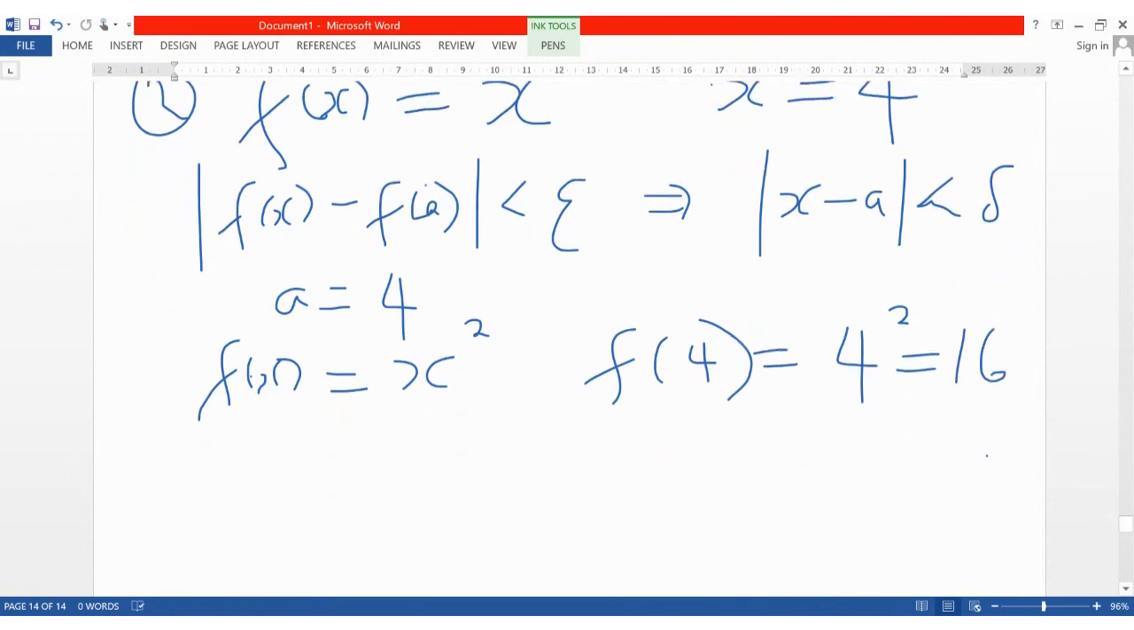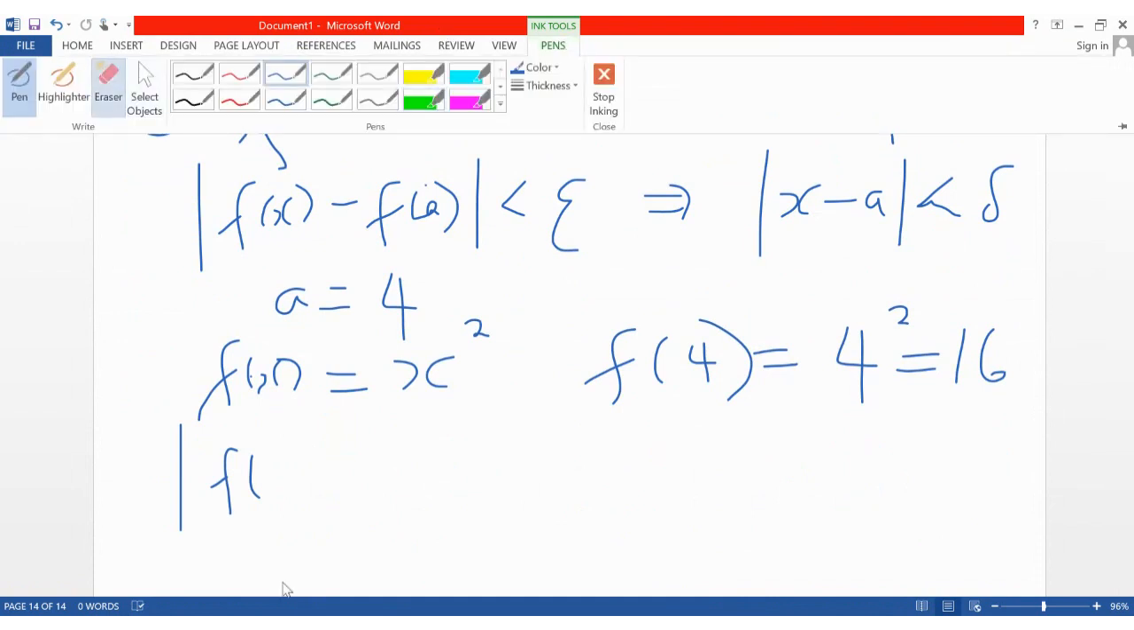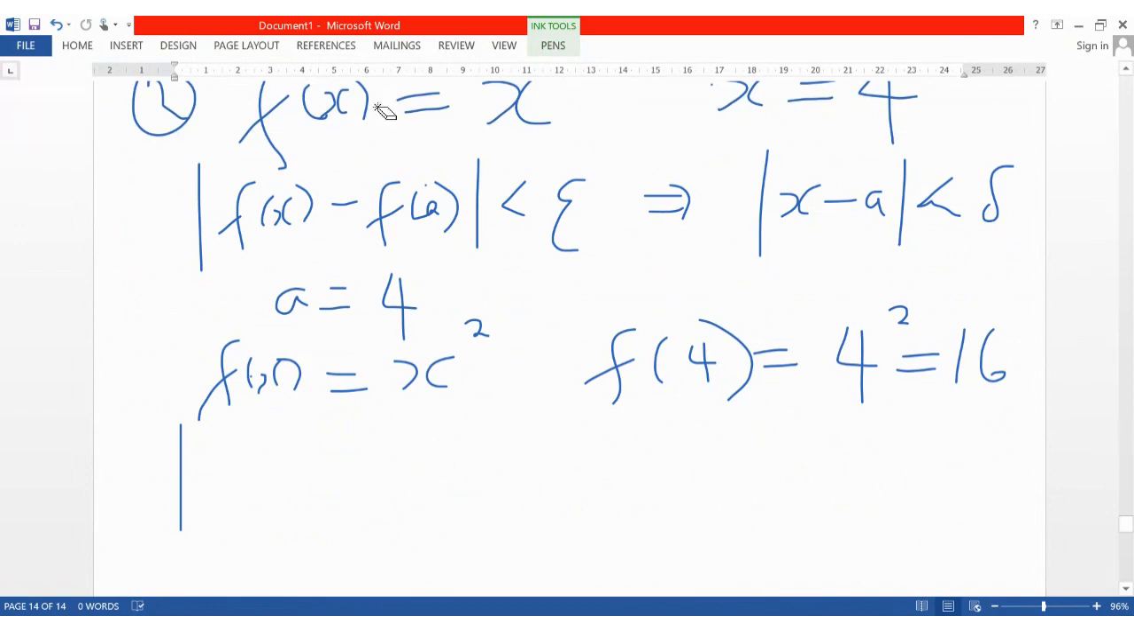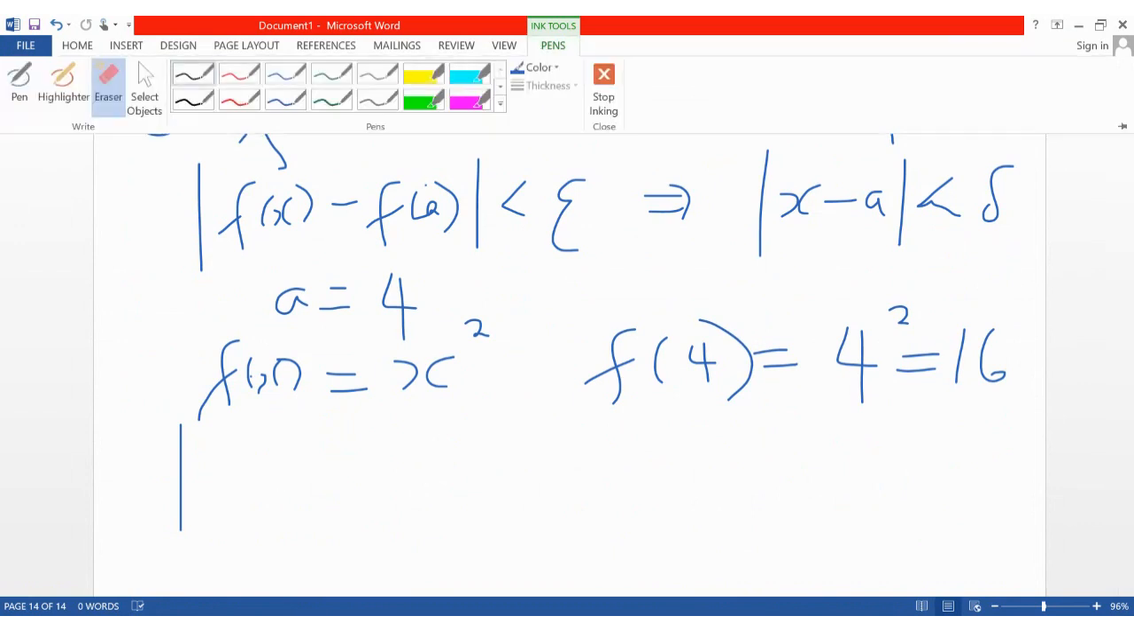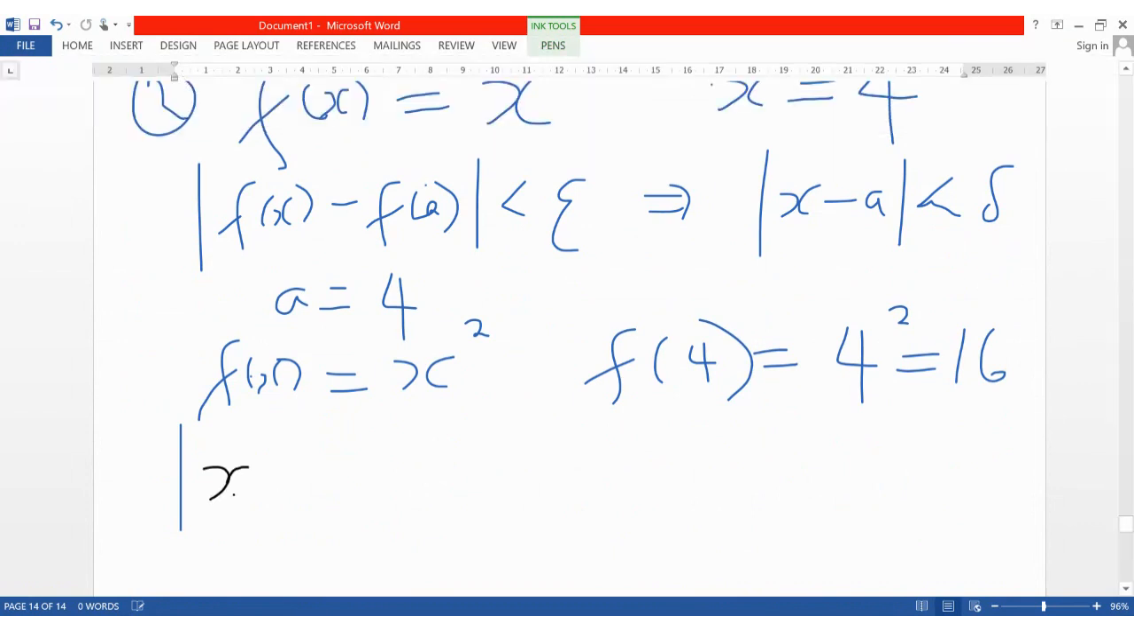So I can replace everything there. We know the value of f of x is x squared. So we have the magnitude of x squared minus 16 is less than epsilon whenever.